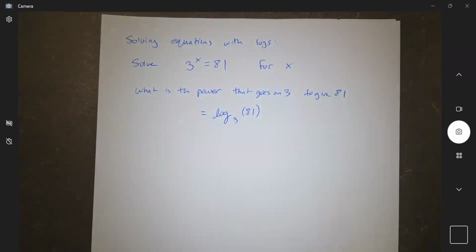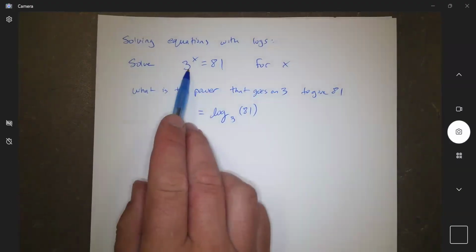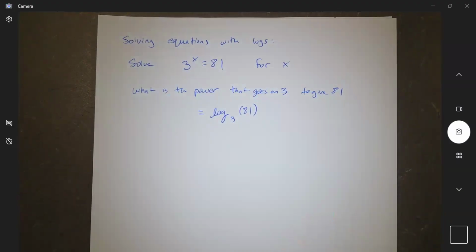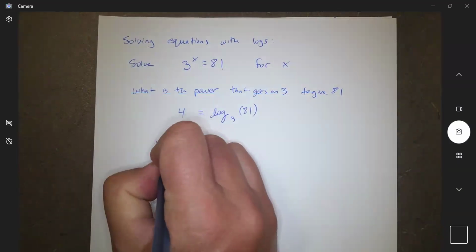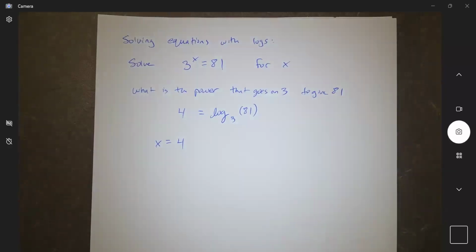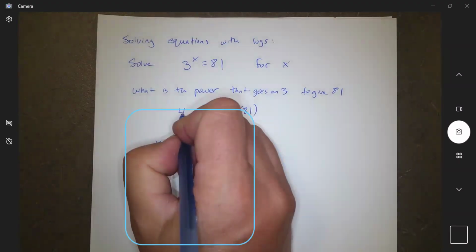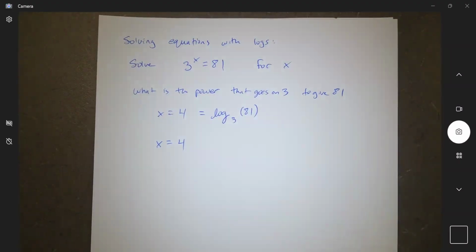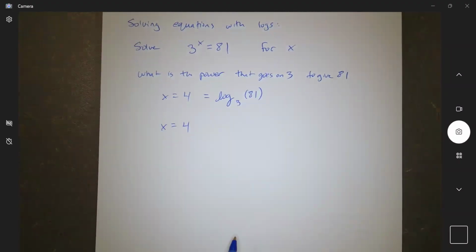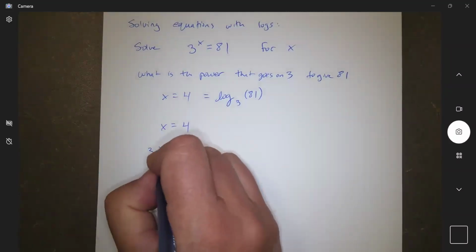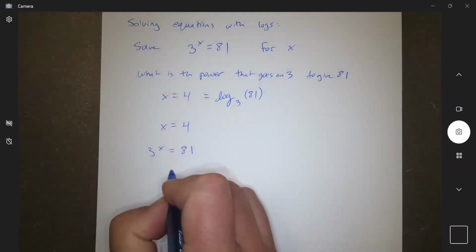And my calculator will tell me that. We've also practiced it a lot. What power goes on 3 to give me 81? 4. Boom. So x equals 4. I should write x here. X equals. Let me rewrite this because I feel like I kind of skipped a step.